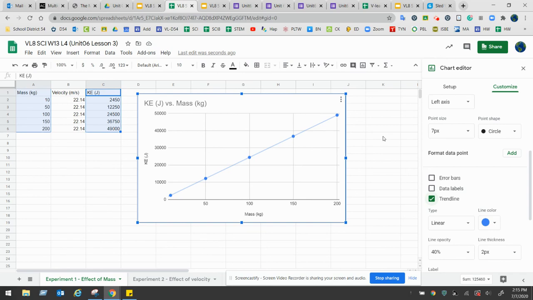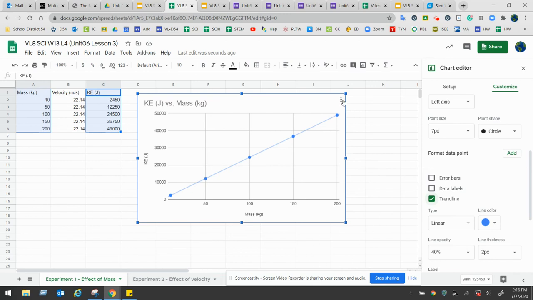Now, since this is perfect data, because it's a simulation, the dots all fall perfectly on this graph. Okay, but it gives us a clear view of this. This is an absolute straight line. It's a linear relationship. As the mass doubles, my kinetic energy doubles. As the mass triples, my kinetic energy triples. If my mass quadruples, my kinetic energy quadruples, and so on. All right, so that's your graph.